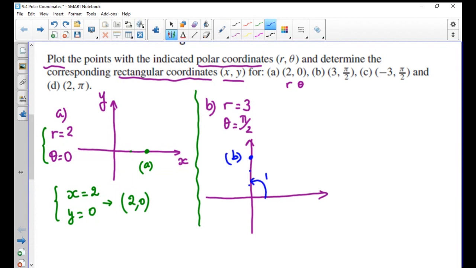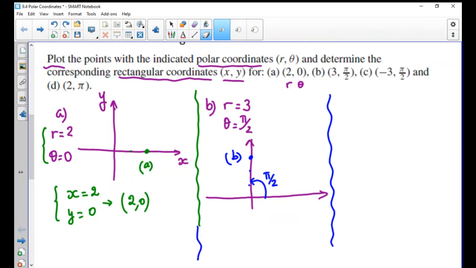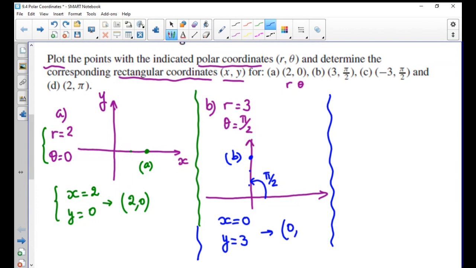Theta, pi over 2. So for this point, what is the x coordinate for this point? 0. Good. I can get this without using the rules, just by looking at this. X is 0. What is y? 3. So this time, rectangular coordinates are 0, 3.